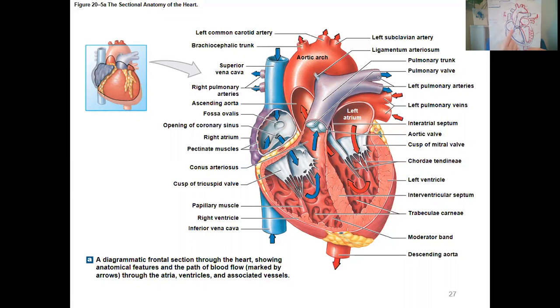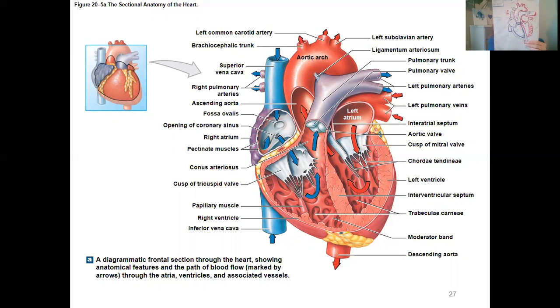From the right atrium, we move through the right AV valve, aka tricuspid valve, in order to get into the right ventricle. Once we're in the right ventricle, the blood is going to push up superiorly to get into the pulmonary semilunar valve. Once it's through the pulmonary semilunar valve, it will get into the pulmonary trunk and then split off to go into the right and left pulmonary arteries, away from the heart. All of that is blue because all of that is carrying deoxygenated blood to the lungs.